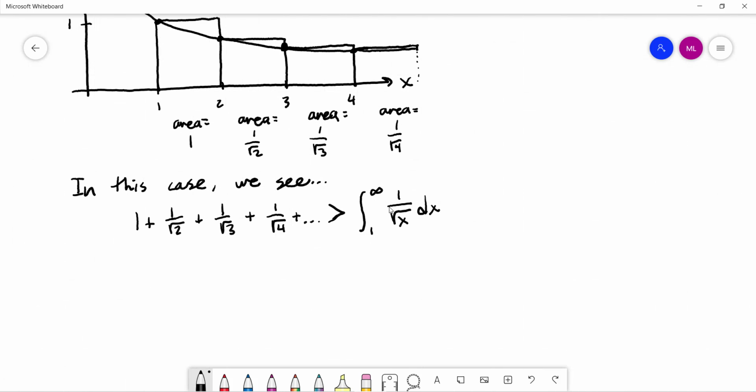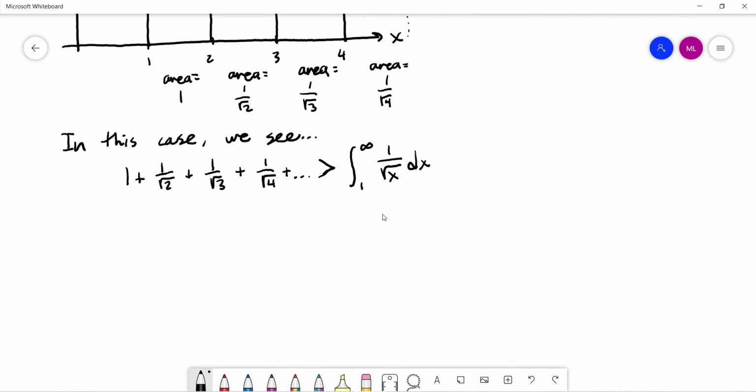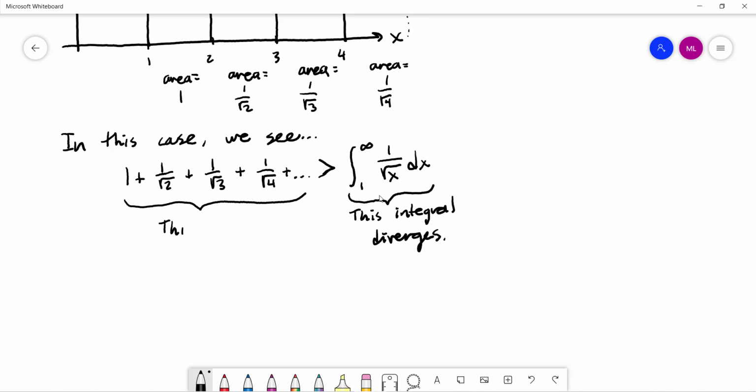So now I just need to look at this integral. Well, it turns out that this integral diverges. It goes to infinity. It blows up. If the integral goes to infinity, and the sum that I've got is greater than that integral, that must mean this sum must diverge.